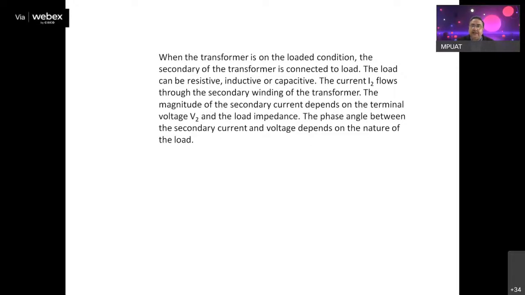So when I say the transformer is in loaded condition, it means that the secondary of the transformer is connected to the load. Is it clear? This load, as I have already explained, can be resistive, inductive or capacitive, or a combination. So what will happen?